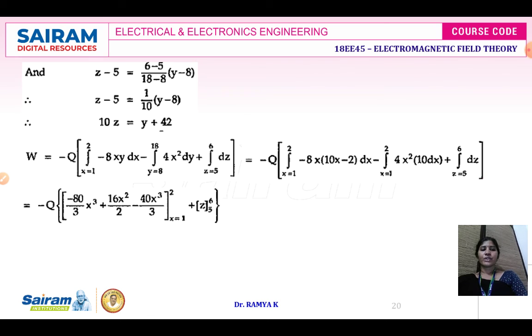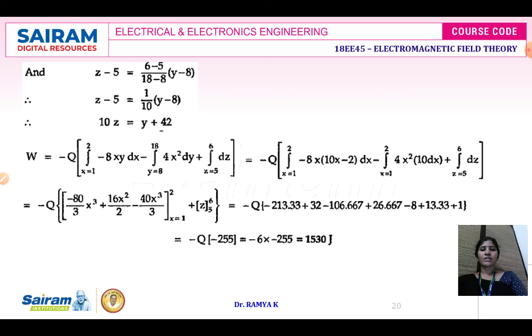After substituting, you will get the answer as 1530 joules. So for the same problem, whether you solve it by means of the straight line method or the line segment method, both of them reflect the same answer. So in any way we can solve the problem. Thank you students.